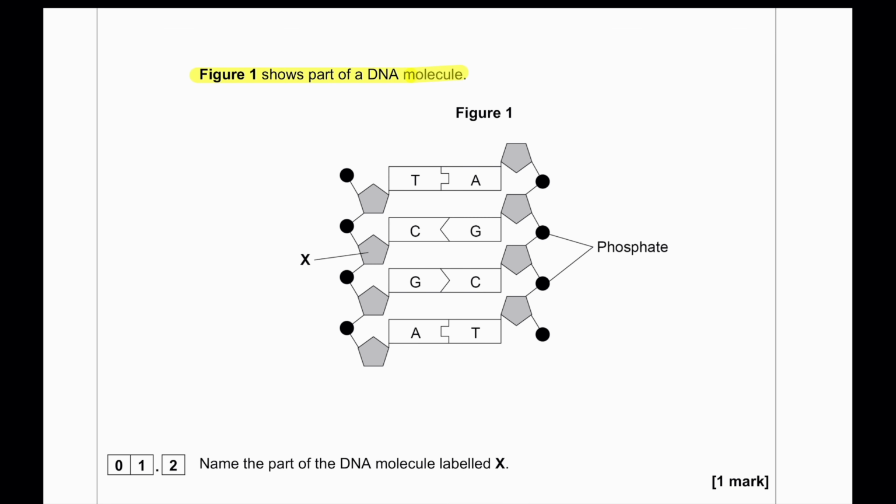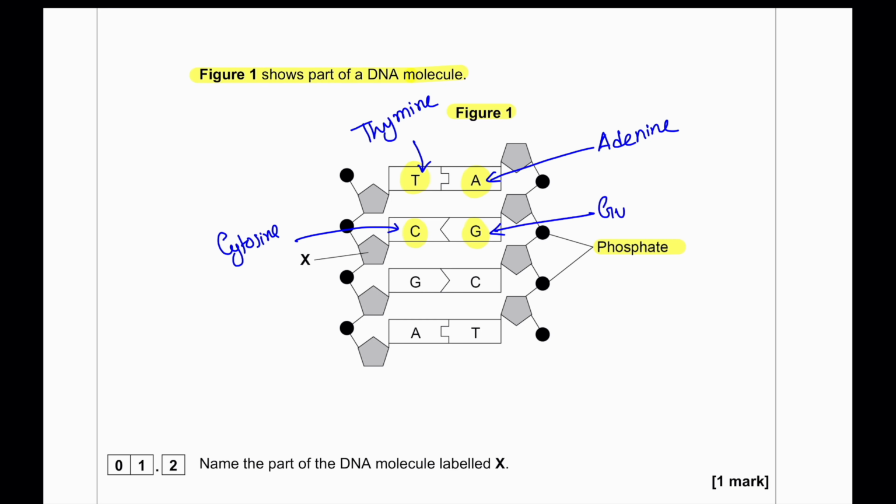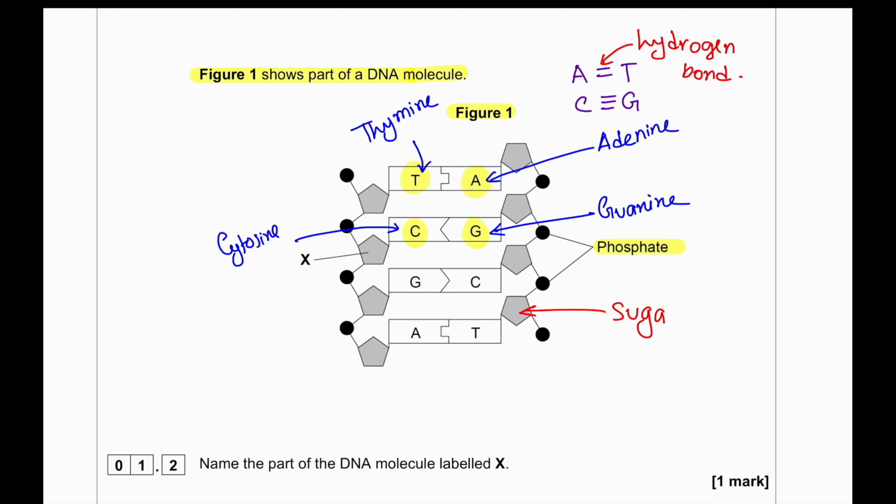Figure 1 shows part of a DNA molecule. We can see figure 1. We are shown the phosphate and adenine, thymine, cytosine, and guanine. Now guys, you need to remember that A always pairs with T and C always pairs with G. These dashes represent hydrogen bonds between them. This is the sugar. Because this is a DNA molecule, this will be deoxyribose sugar.